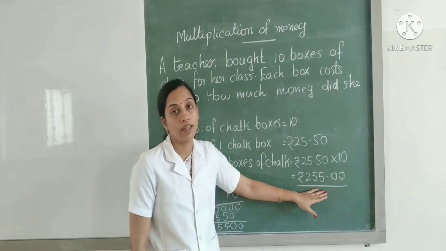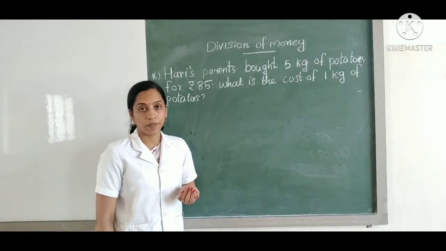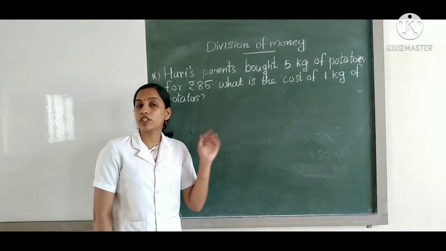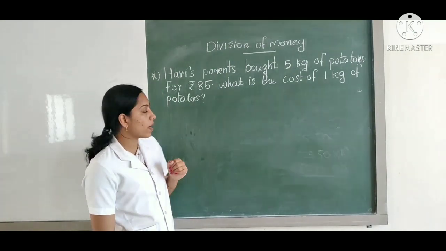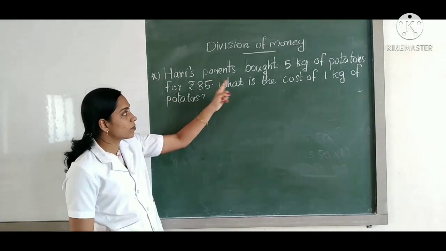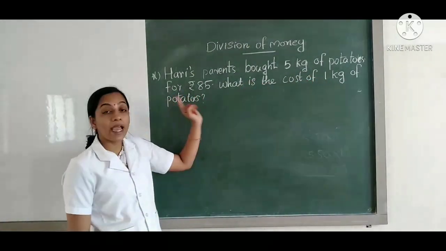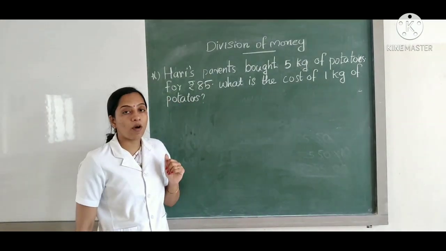Is it clear? Children, we learn how to divide the money. Division of money is done in the same way as division of ordinary numbers. So let us discuss one word problem. I will read the question. Hari's parents bought 5 kg of potatoes for 85 rupees. What is the cost of 1 kilogram of potatoes?